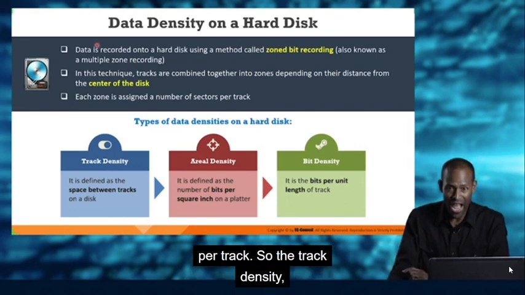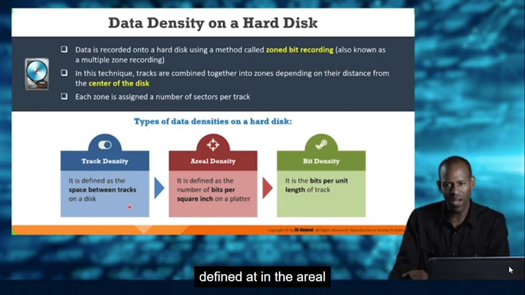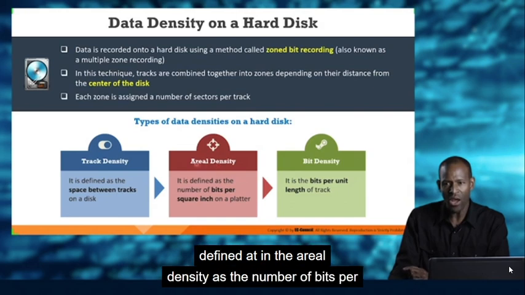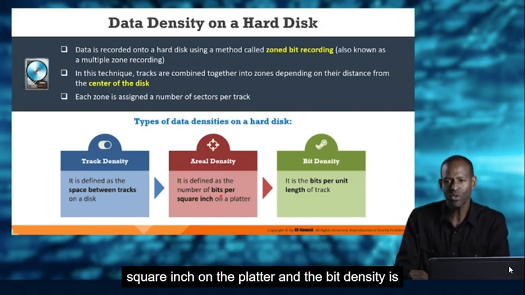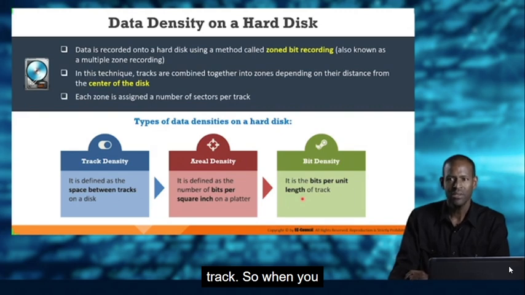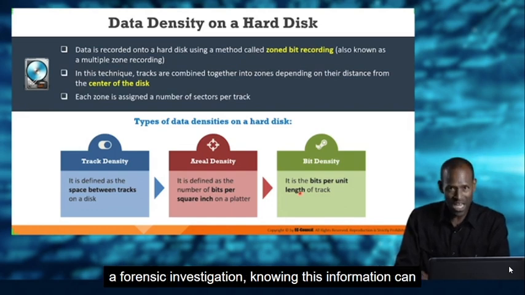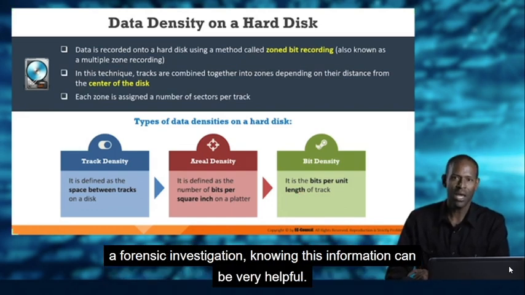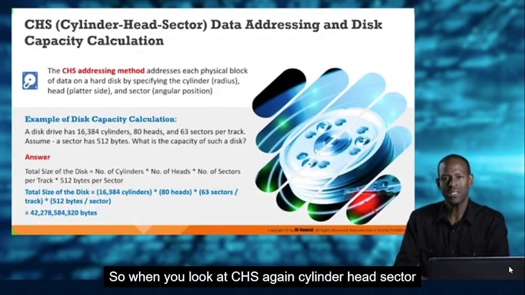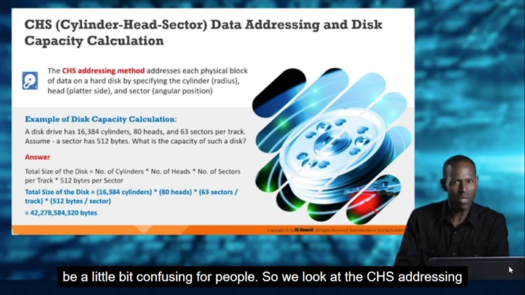So the track density is the space between tracks on the disk. Areal density is defined as the number of bits per square inch on the platter, and the bit density is the bits per unit length of track. When you are examining a disk at a low level in a forensic investigation, knowing this information can be very helpful. When you look at CHS, cylinder head sector data addressing and disk capacity calculation, it can sometimes be a little bit confusing for people.